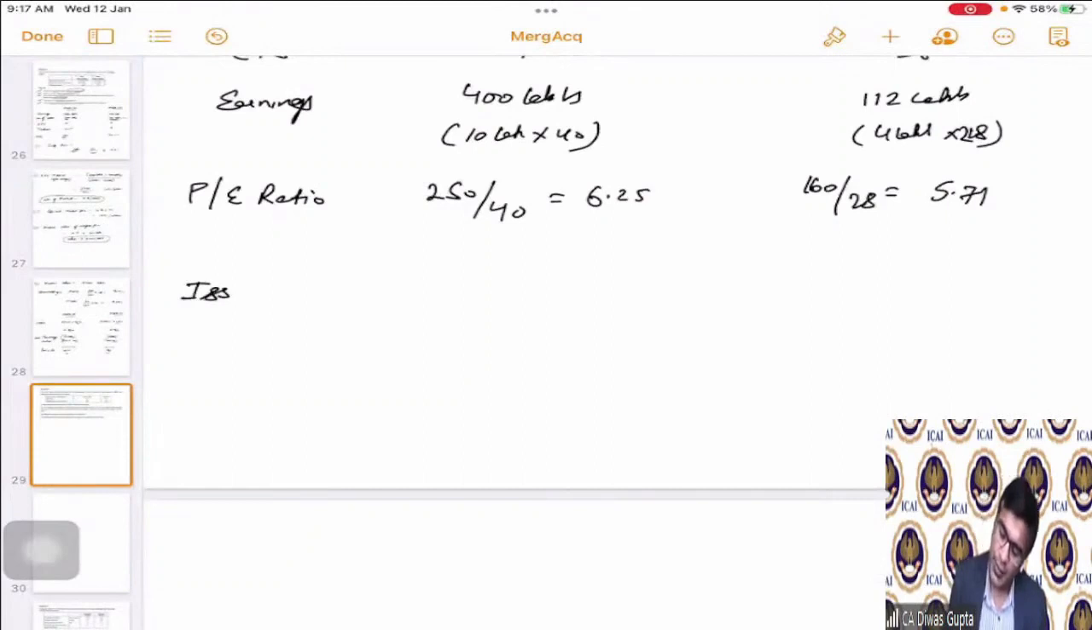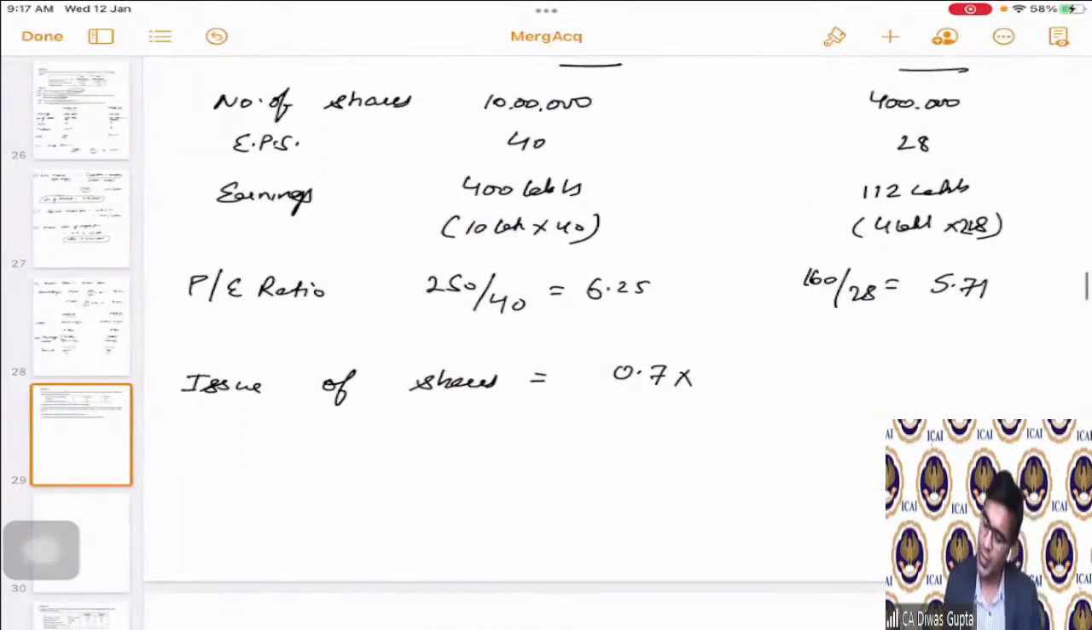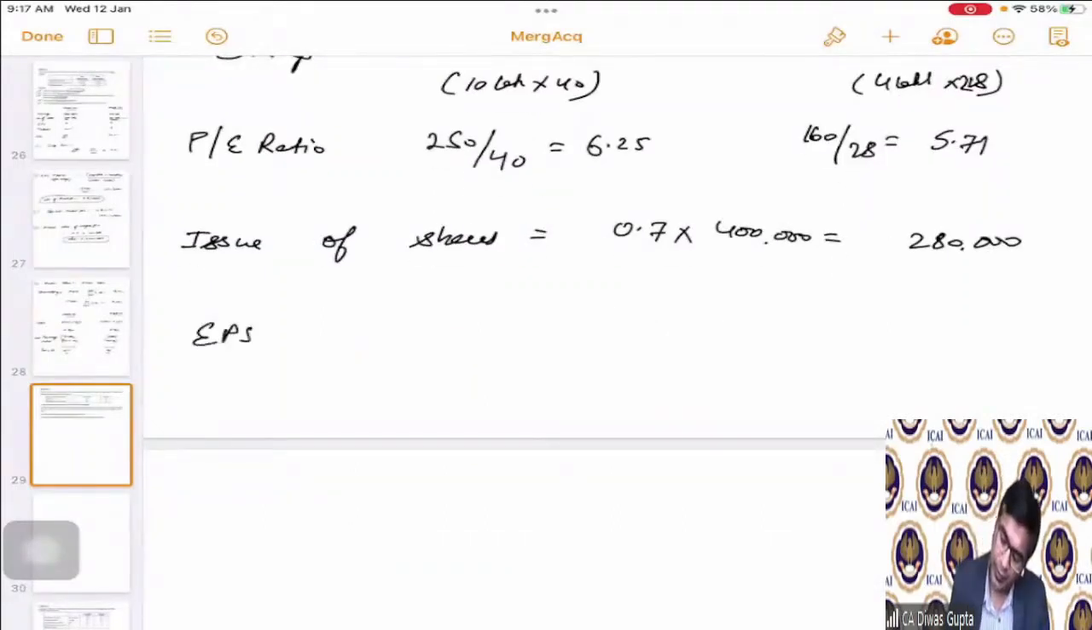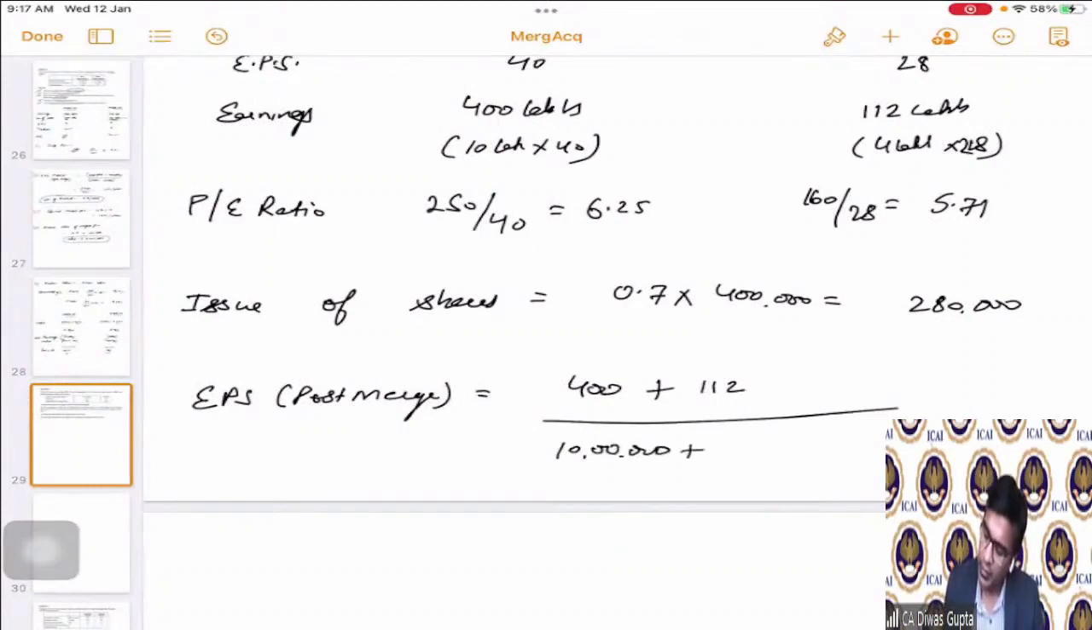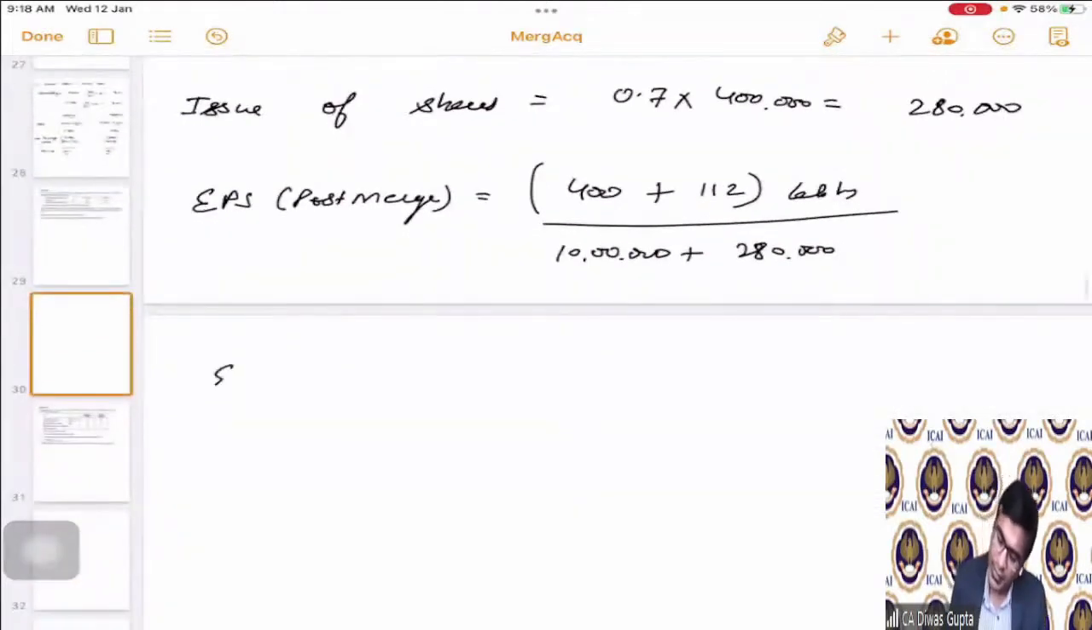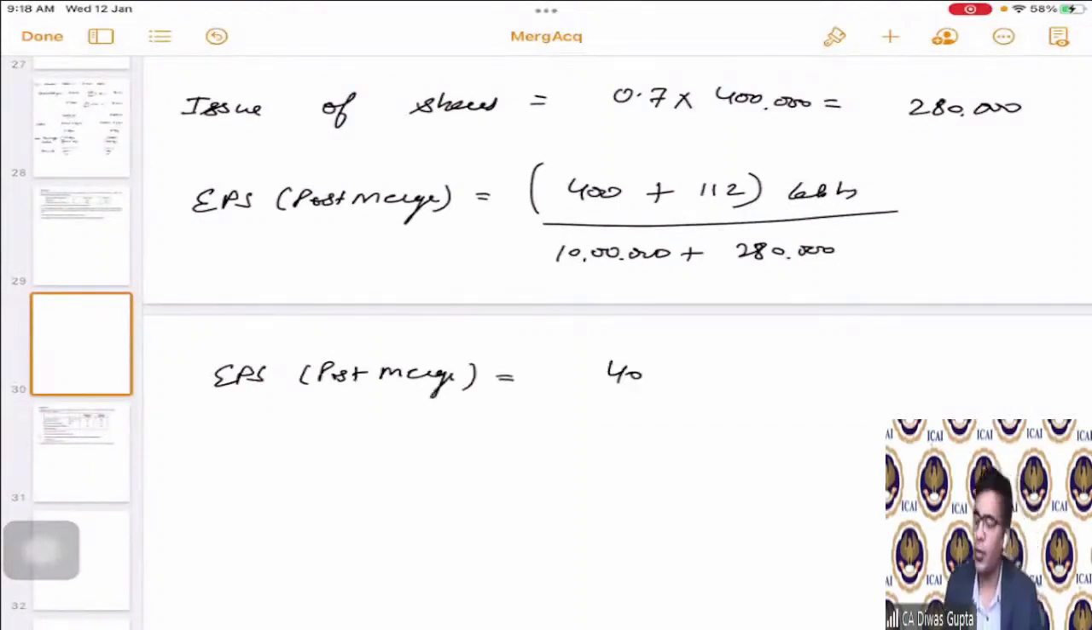Now, issue of shares will happen as 0.7 times the current shares outstanding of ABC, which is 4 lakhs. So in totality, we will end up issuing 2,80,000 shares, correct? So the EPS post merger will be simple now. 400 lakhs plus 112 lakhs divided by the current outstanding shares of 10 lakhs plus 2,80,000. This is all in lakhs. So this gives us EPS post merger as 40 rupees.